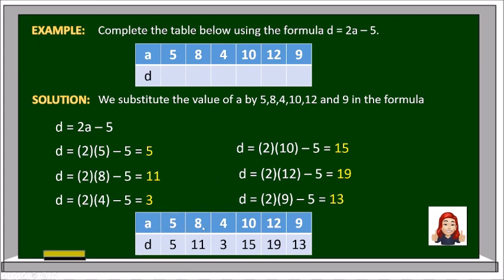If A is equal to 8, D is equal to 11. If A is equal to 4, D is equal to 3. And if A is equal to 10, D is 15. If A is 12, D is 19. And if A is 9, D is 13.